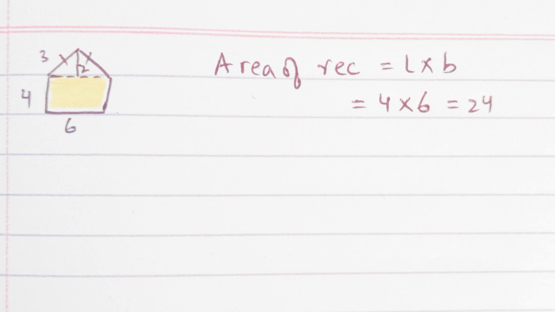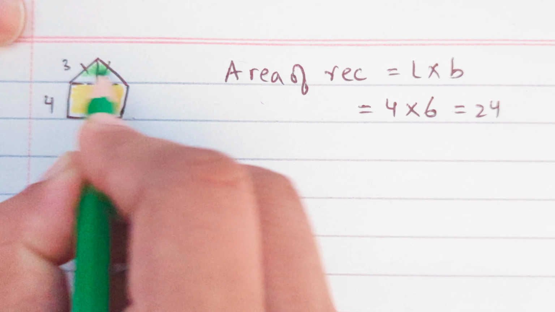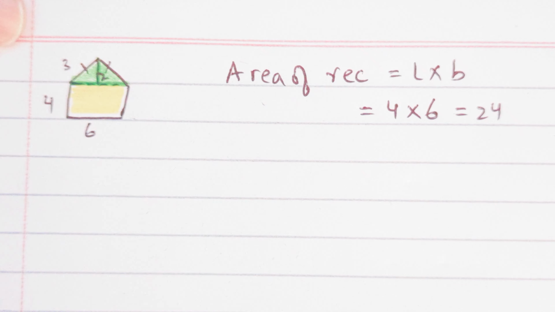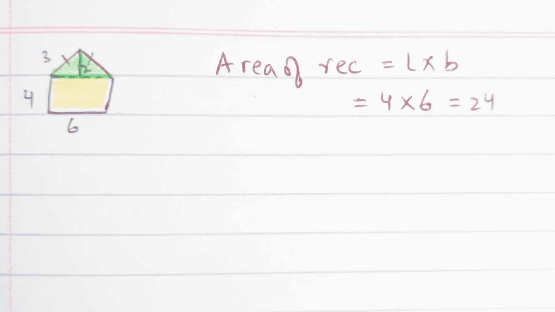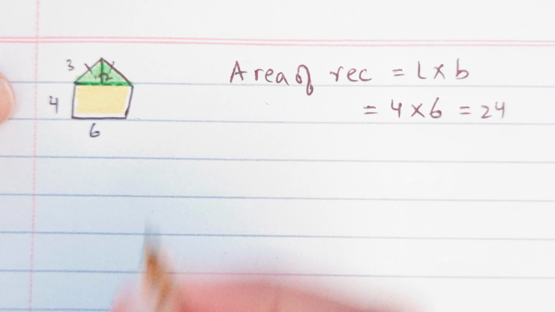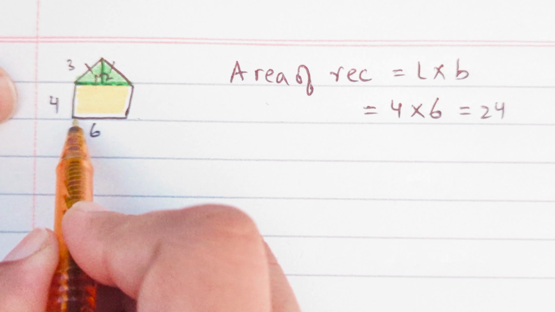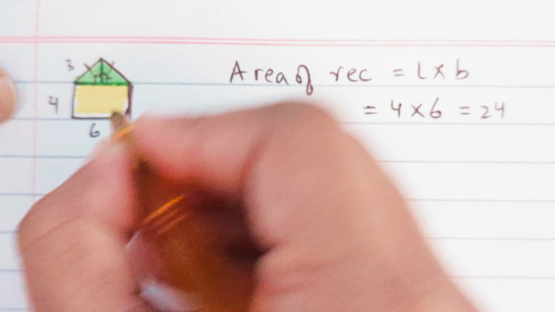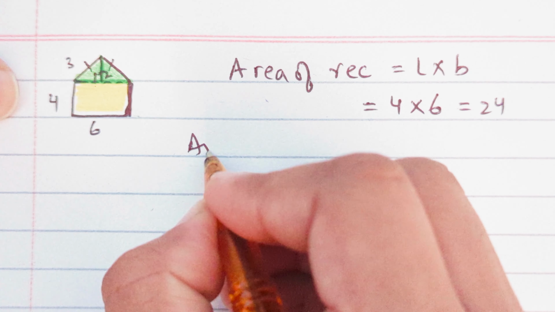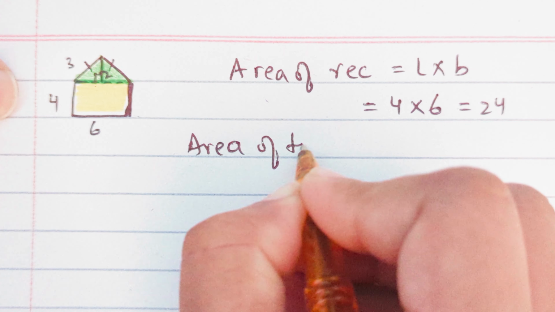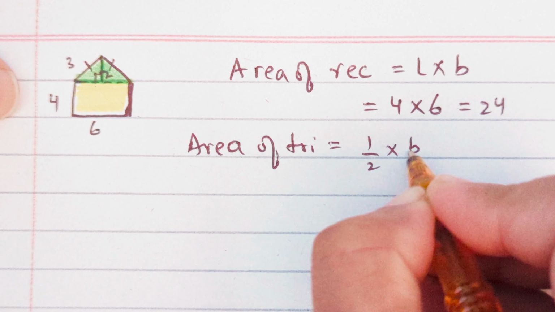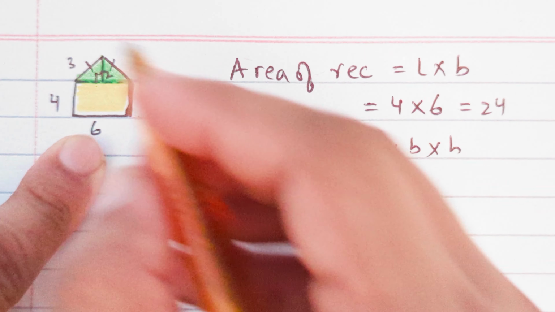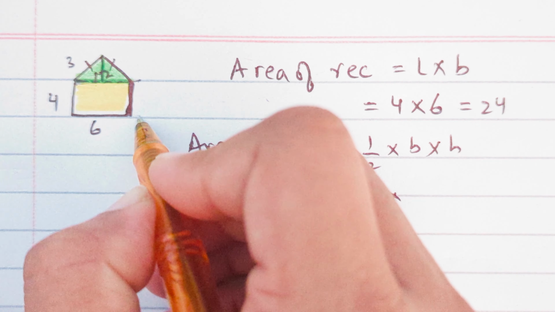And for the area of the triangle, we will use the formula base upon height. Always remember there is a right angle between base and height. The base is the same as the bottom part, that is 6. This is a straight line, right? So the area of the triangle will be half into base into height, which is half into 6, because the base of the triangle and that of the rectangle are the same.